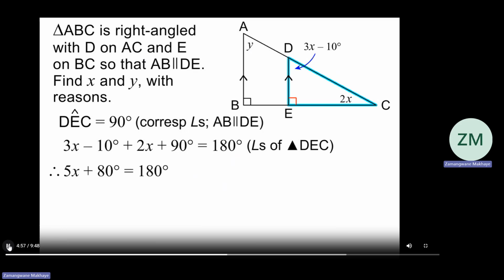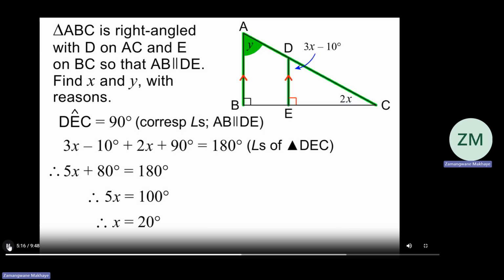To solve the equation, we begin by collecting like terms on the left. We then subtract 80 degrees from both sides. And then we divide both sides by 5. X is therefore equal to 20 degrees.